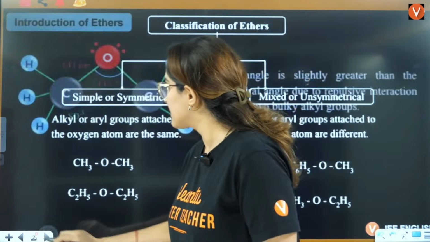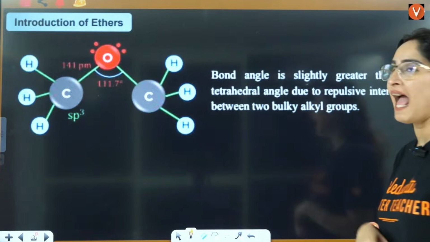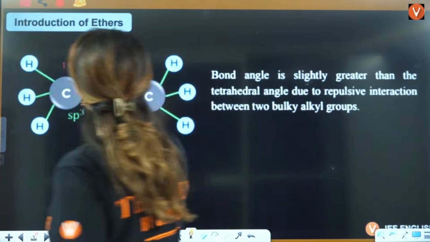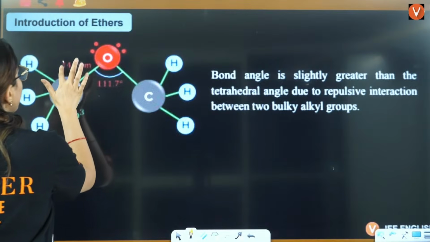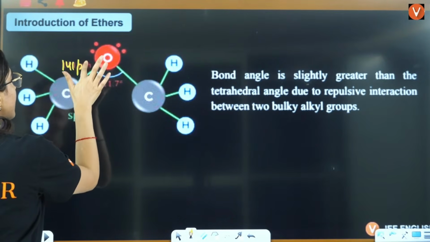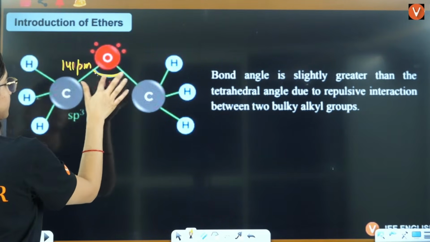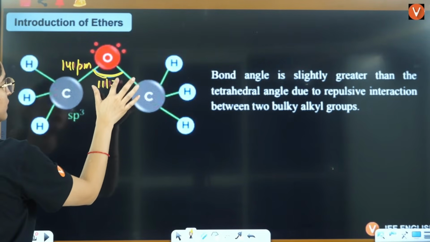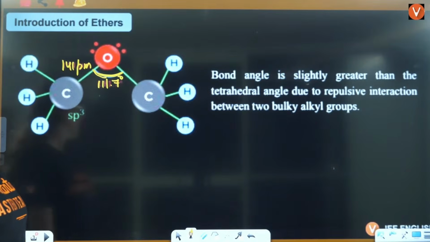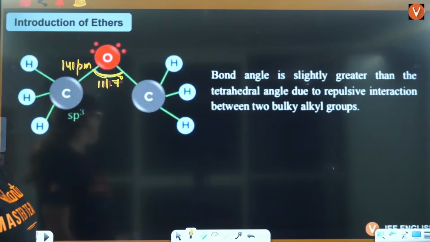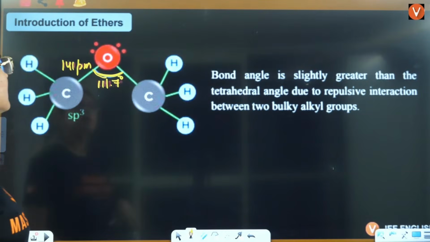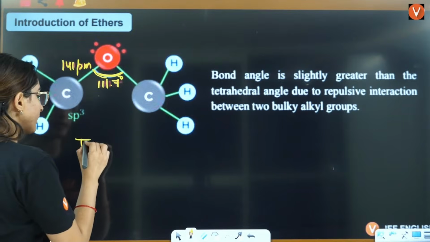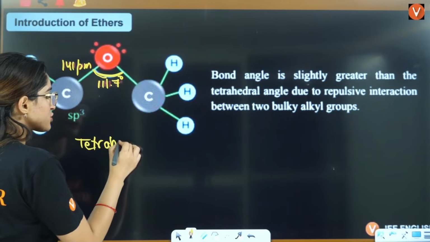Okay. Now, if you talk about the angle here, the C-O bond length is 141 picometer, and the bond angle of C-O-C is 111.7 degrees. You can say approximately 112 degrees, right? So why is it so? Ma'am, it is a tetrahedral geometry. If you see, it's a tetrahedral geometry.